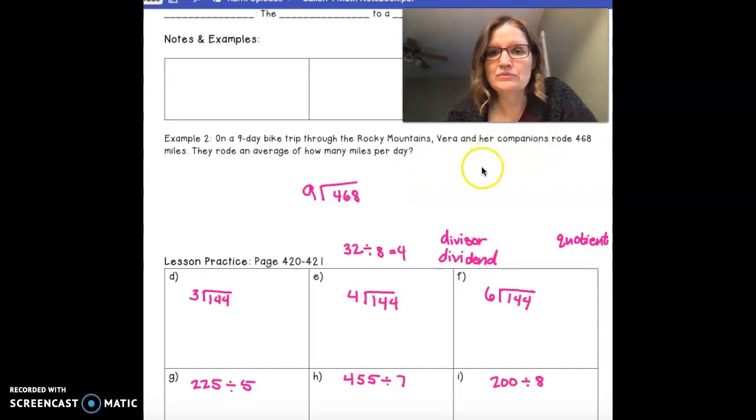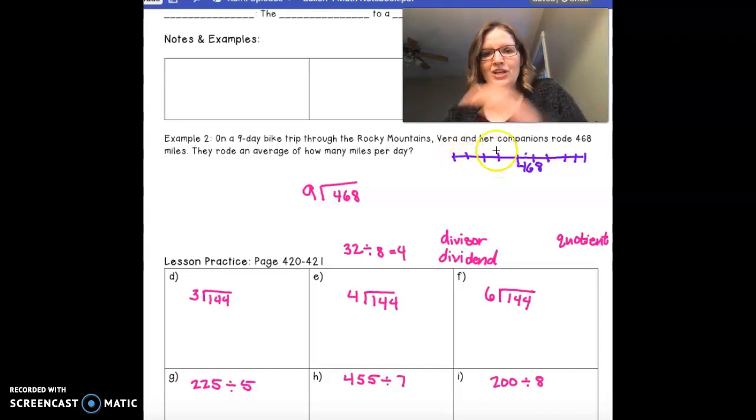Sometimes I like to draw this out in my mind. So this was 468 miles, and they did that in 9 days. So if I see how long they did it, and then I'm going to break it up into parts of 9. Now bear with me, people, on my attempt to cut this into 9 pieces. So we want to know how many miles they rode for each day.